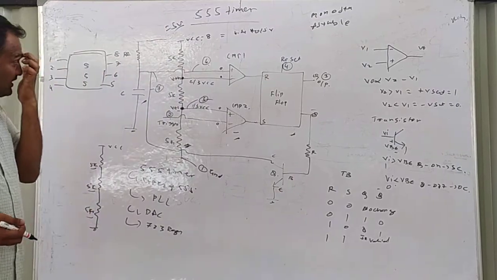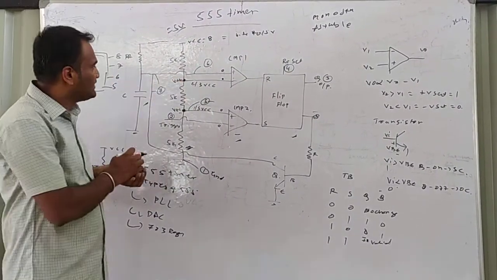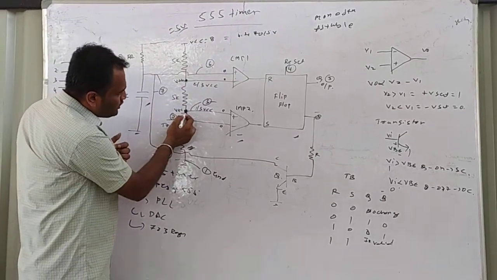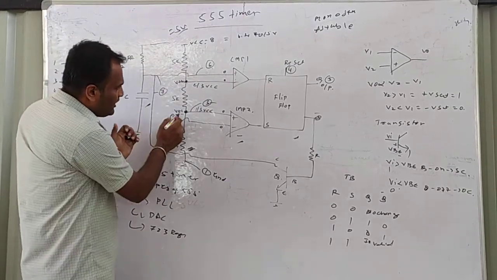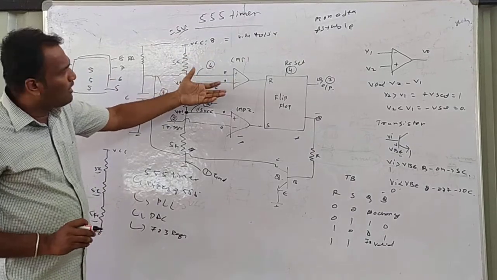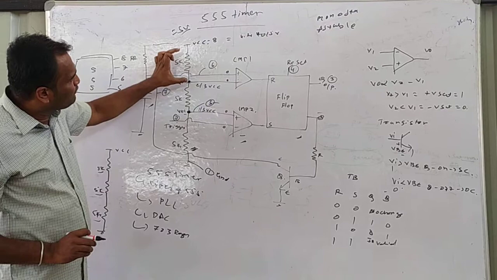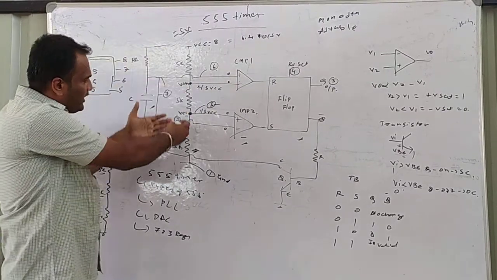Now let's try to find out the voltage across this point. That is nothing but VTH, the upper threshold point. And we'll try to find out the voltage across this point. That is nothing but the control voltage, the lower threshold point. As I said, in the ideal op-amp, the current flowing into the op-amp is 0. If that is the case, we can find out the voltage across this point and this point.